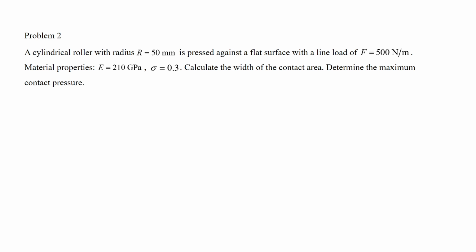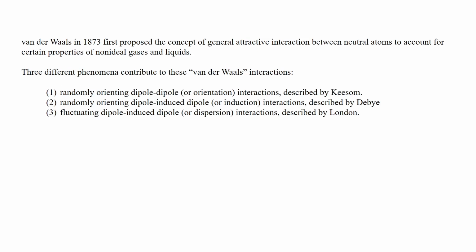I said that I will briefly touch upon the force of adhesion and surface forces, and then start from the next lecture in more detail about this adhesion aspect. But just to begin with, two materials, irrespective of their chemical character, actually attract each other. This effect was seen by van der Waals in 1873, and he proposed the concept of general attraction between neutral atoms. If there is a non-neutral atom, that means a polar molecule, polar molecules can always attract or repel each other, but these are actually between neutral atoms, to account for certain properties of non-ideal gases and liquids.